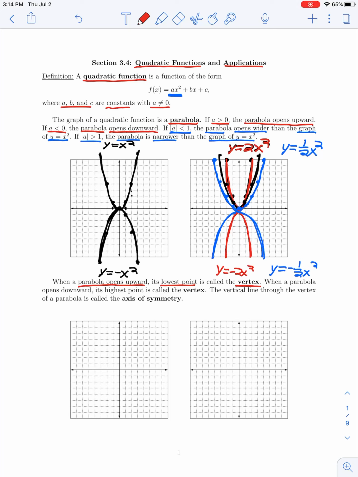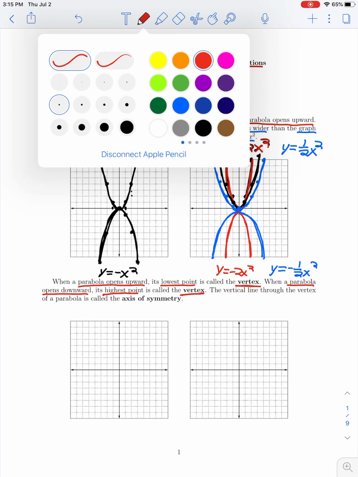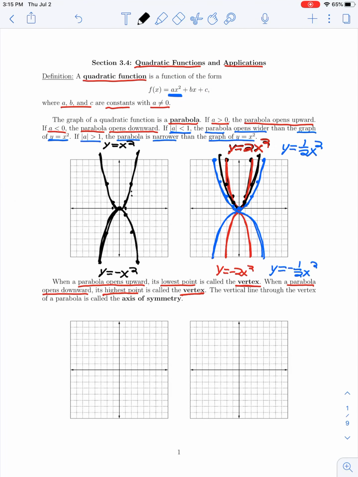And when a parabola is opening downward, the highest point on that parabola is also called the vertex. So if we're considering, let's say, a parabola that looks something like this rough sketch here, we have a parabola opening in the upward direction, and so this lowest point on the graph of that curve is called the vertex of the parabola.